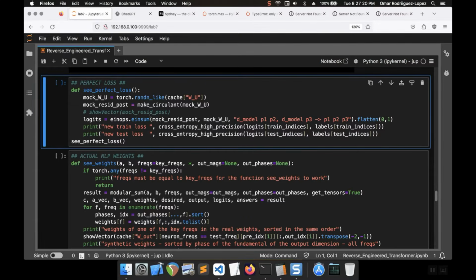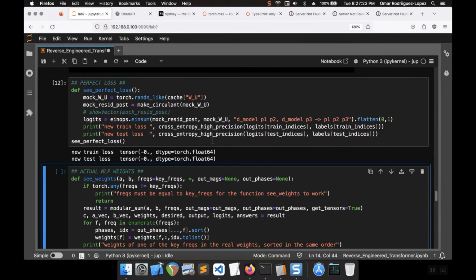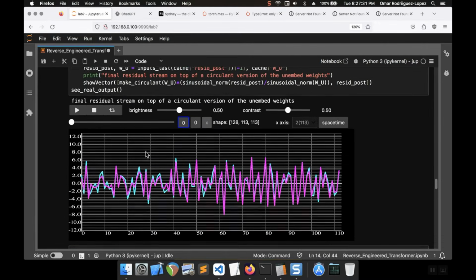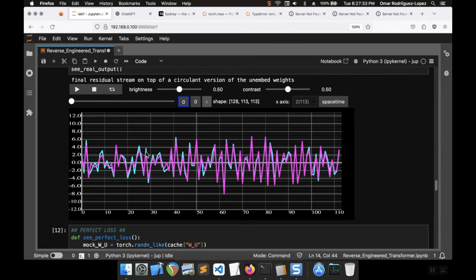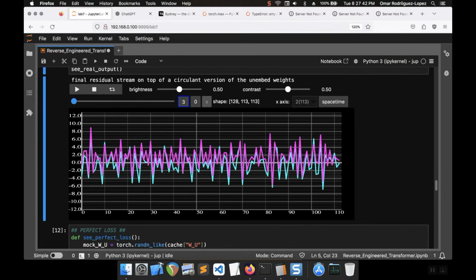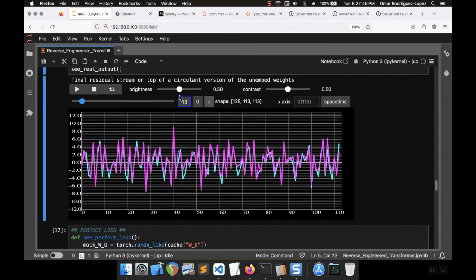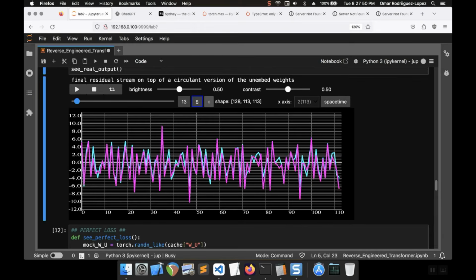And if you do this, float64 says it's 0. So this is what the network is trying to do. The network is trying to make some structure that just basically follows along the unembed. And this is the same case for any of the residual stream dimensions. They all do the same thing. It's not perfect, but it's close enough to get pretty good loss.